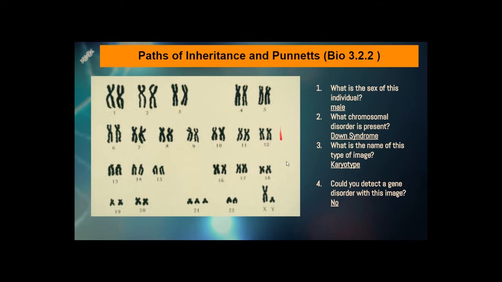All right, so remember with the karyotype, to figure out the sex, you look back down here at the sex chromosomes. This person has an X and a Y, so that makes them male. If they had 2 of these X chromosomes, then it would be a female. What chromosomal disorder? We have Down syndrome because at 21, you have 3 chromosomes instead of 2. Remember, this is a karyotype. We only use it to detect chromosomal disorders, so an extra or a missing chromosome. So no, you can't detect a gene disorder from that image.